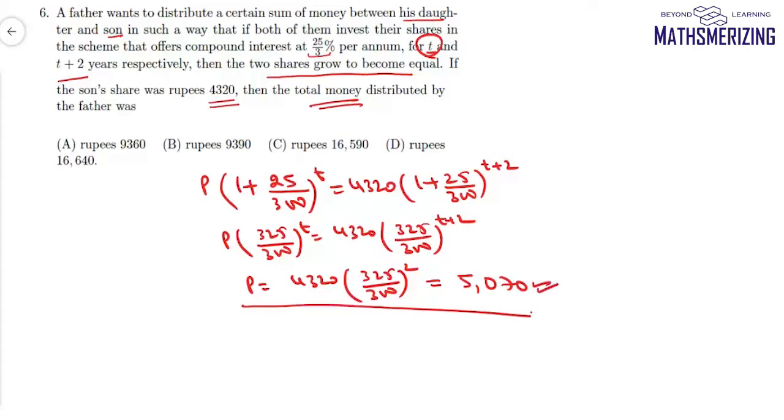Now they are asking for the total money distributed. So the total money will be 5070 plus 4320. So that is 9390 rupees. And that's your option number B.